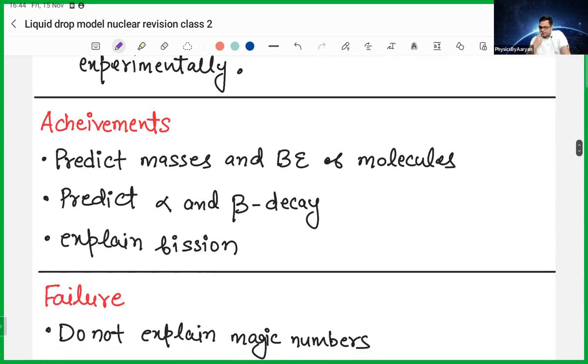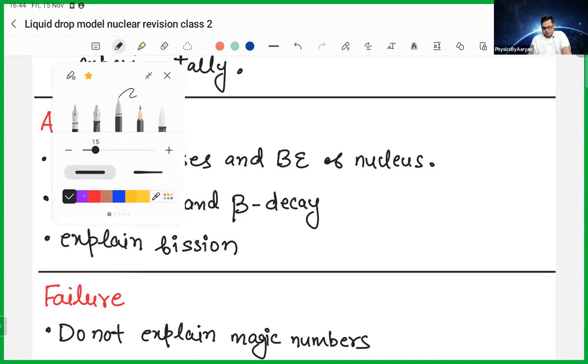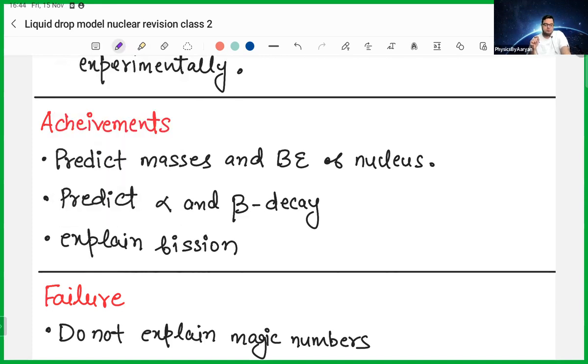Okay, so now we go for achievements. It predicts the mass. So masses of nuclei are predicted very well. Binding energy of the nucleus is predicted very well, not for all the nuclei. Always remember, for most nuclei it works, but there are many nuclei in this universe, even very common nuclei, that fail to agree with this model.